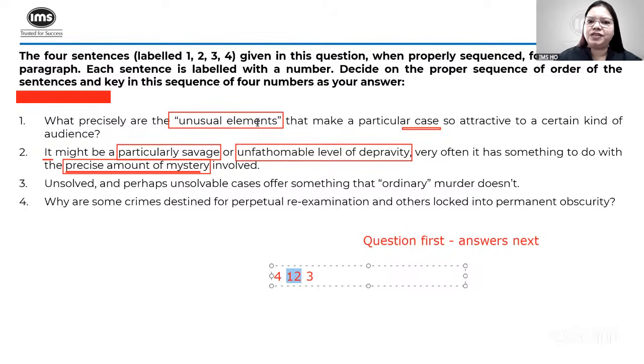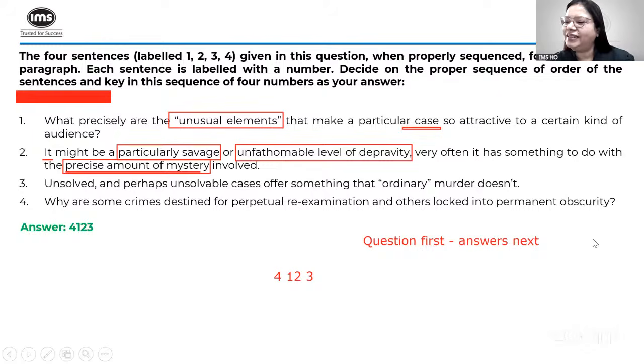The question is a specific one. What are the unusual elements? And I find the elements are mentioned in 2. So 3 is simply kind of summarizing. I can't really call it a summary per se, but it is making a general statement about there are certain cases that cannot be solved, challenging with all such elements. They are not ordinary. They are very different. They offer more mystery. They offer more intrigue, etc. Correct? Therefore, 3 can be placed at the end. All right. So 4, 1, 2, 3.